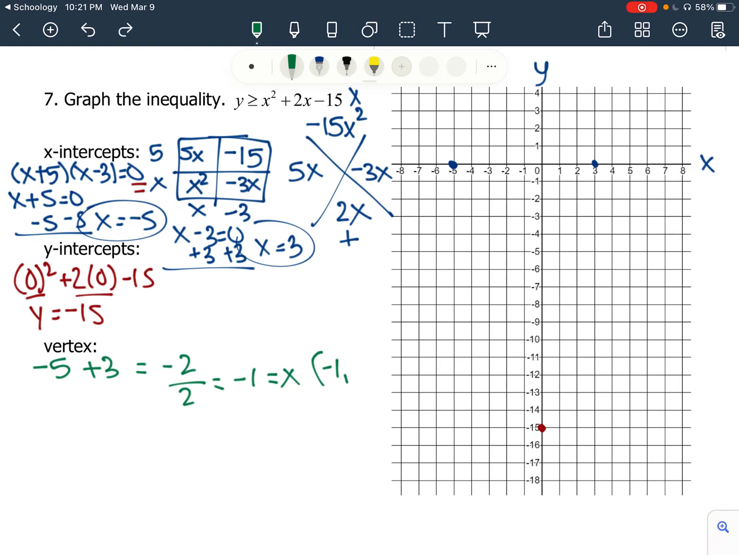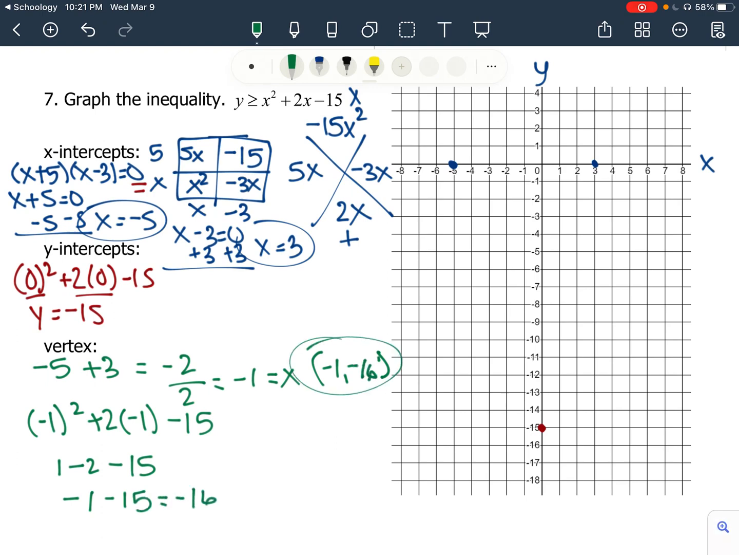And then to find the y value, you're going to plug in the negative 1 into the equation. So negative 1 squared, make sure you're using parentheses. If you're not using parentheses, it's going to be a big issue there. So negative 1 squared plus 2 times negative 1 minus 15. So negative 1 squared is 1, 2 times negative 1 is negative 2, and then minus 15. So 1 minus 2 is negative 1, minus 15 is negative 16. So my vertex is negative 1, negative 16.